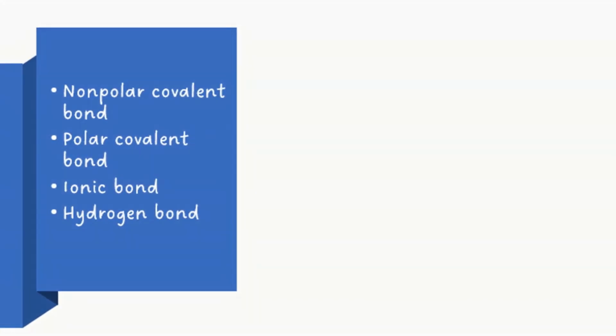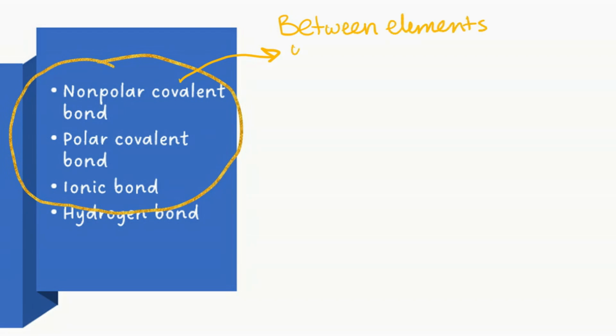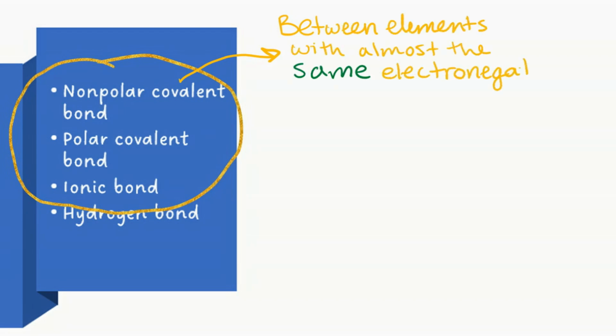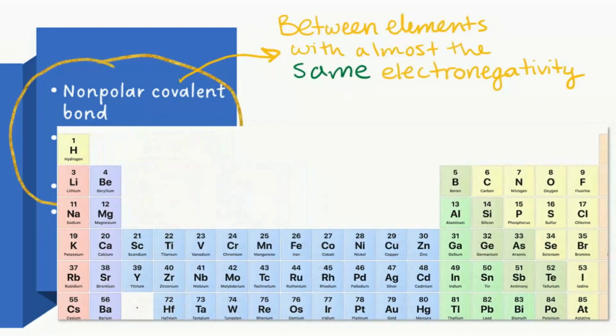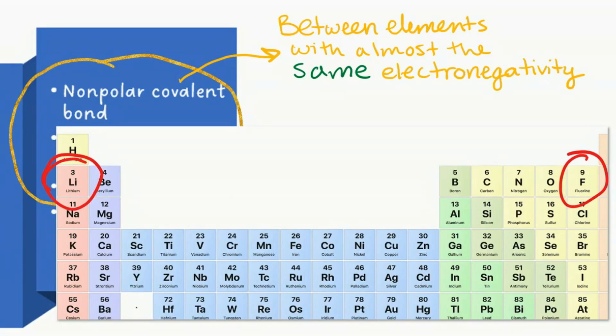So, focusing in on our three chemical bonds, starting with our nonpolar covalent bond, which forms between elements with almost the same electronegativity. If we were to look on the periodic table at lithium and potassium specifically, we would say these would likely be nonpolar covalently bonded together if they were to come in close contact with one another. However, if we were instead to look at lithium and fluoride, we would not have a nonpolar covalent bond formed between these two elements because their electronegativity is just too different.